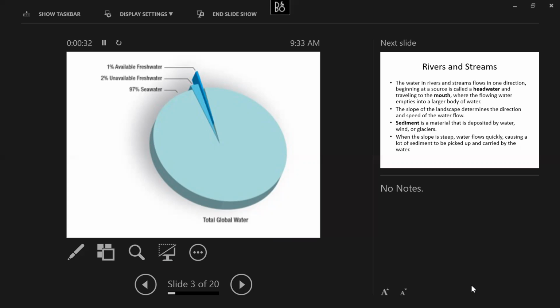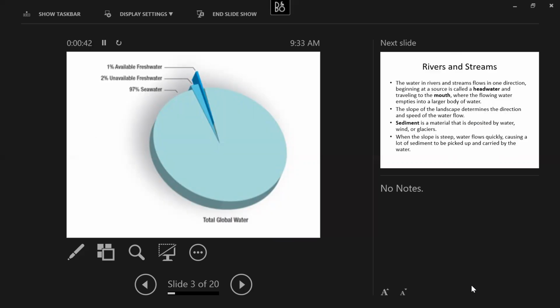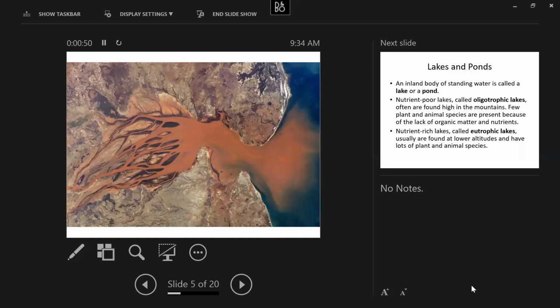So obviously our major freshwater ecosystems are ponds, lakes, streams, rivers, and wetlands. I want you to highlight that first bullet point, please. I know you guys already know that, but we're gonna go through them. So the different parts of a river are not super important, but there's a picture with sediment in the mouth of the river emptying into lake, ocean, whatever it is.